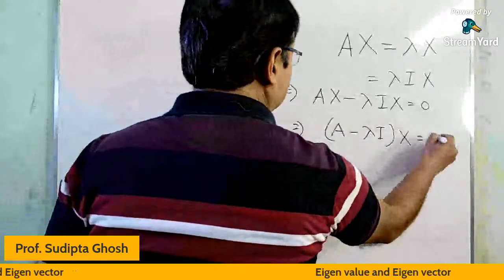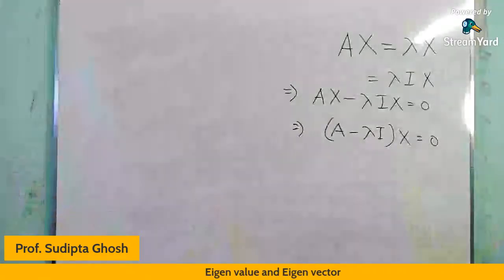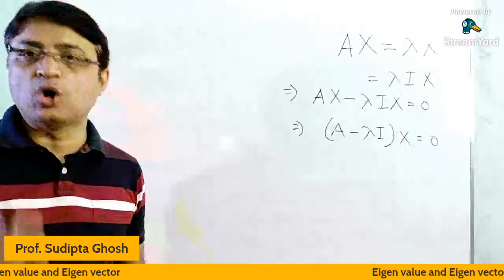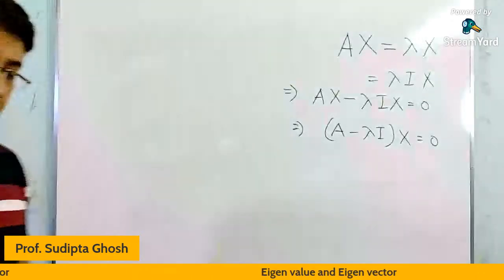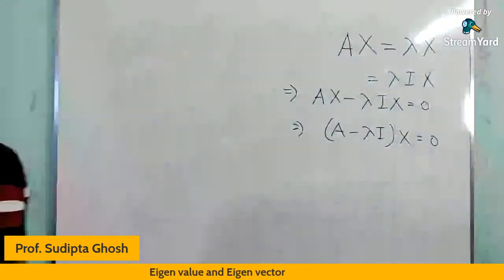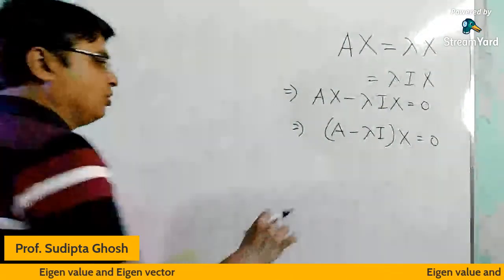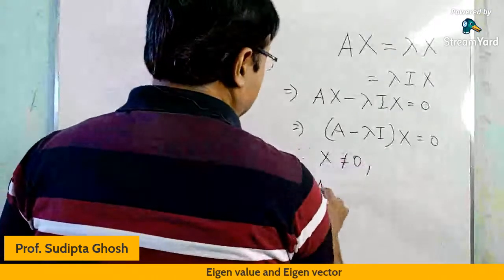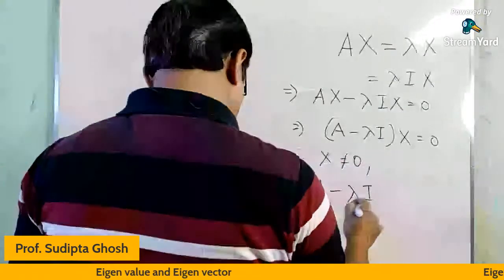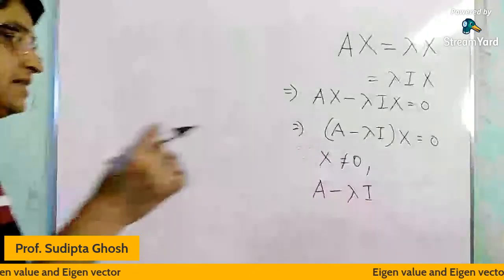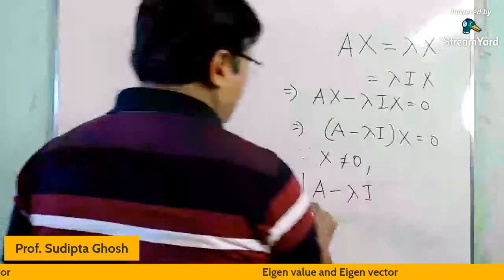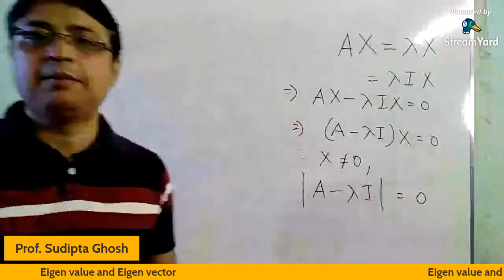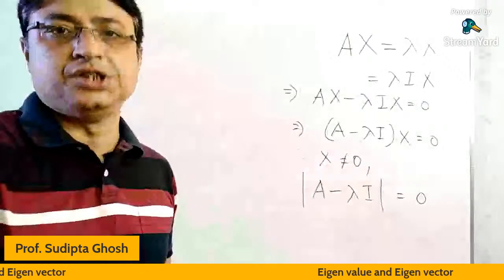x equals 0. Now in the definition, X is a non-zero vector, or a non-zero matrix. So since X is not equal to 0, it means A minus lambda I is singular, so that the determinant of A minus lambda I equals 0.